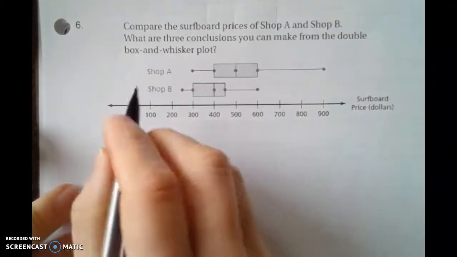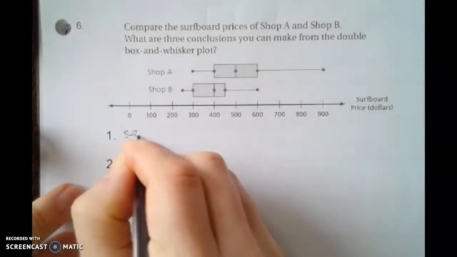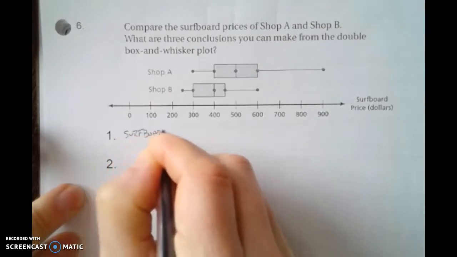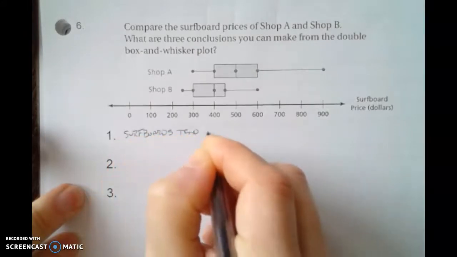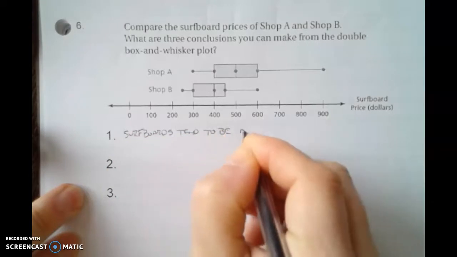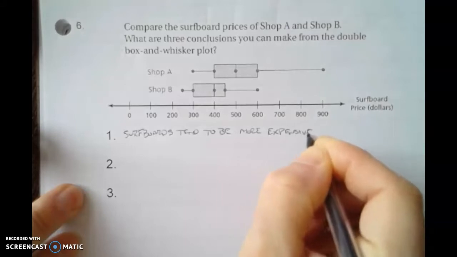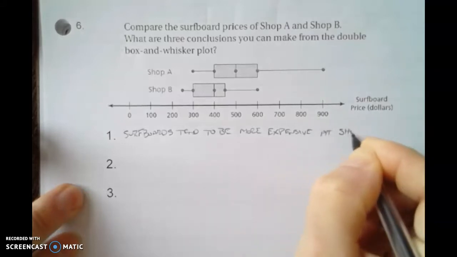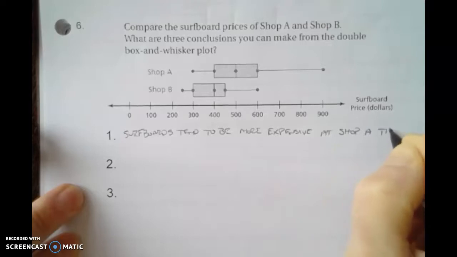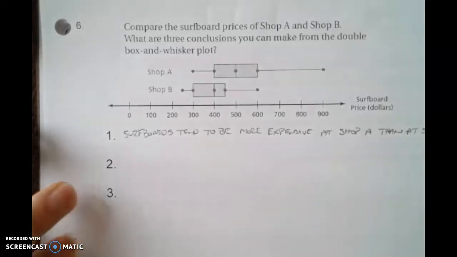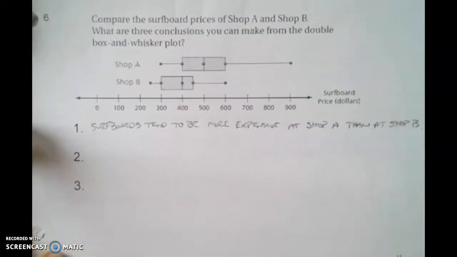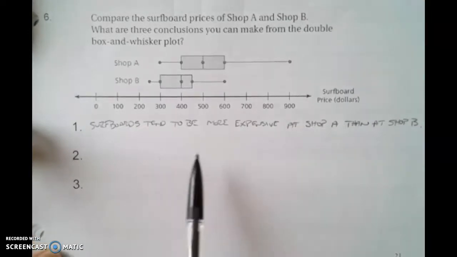And so I'm going to write that down as my first conclusion. Surfboards tend to be more expensive at Shop A than at Shop B. Surfboards tend to be more expensive at shop A than at shop B.